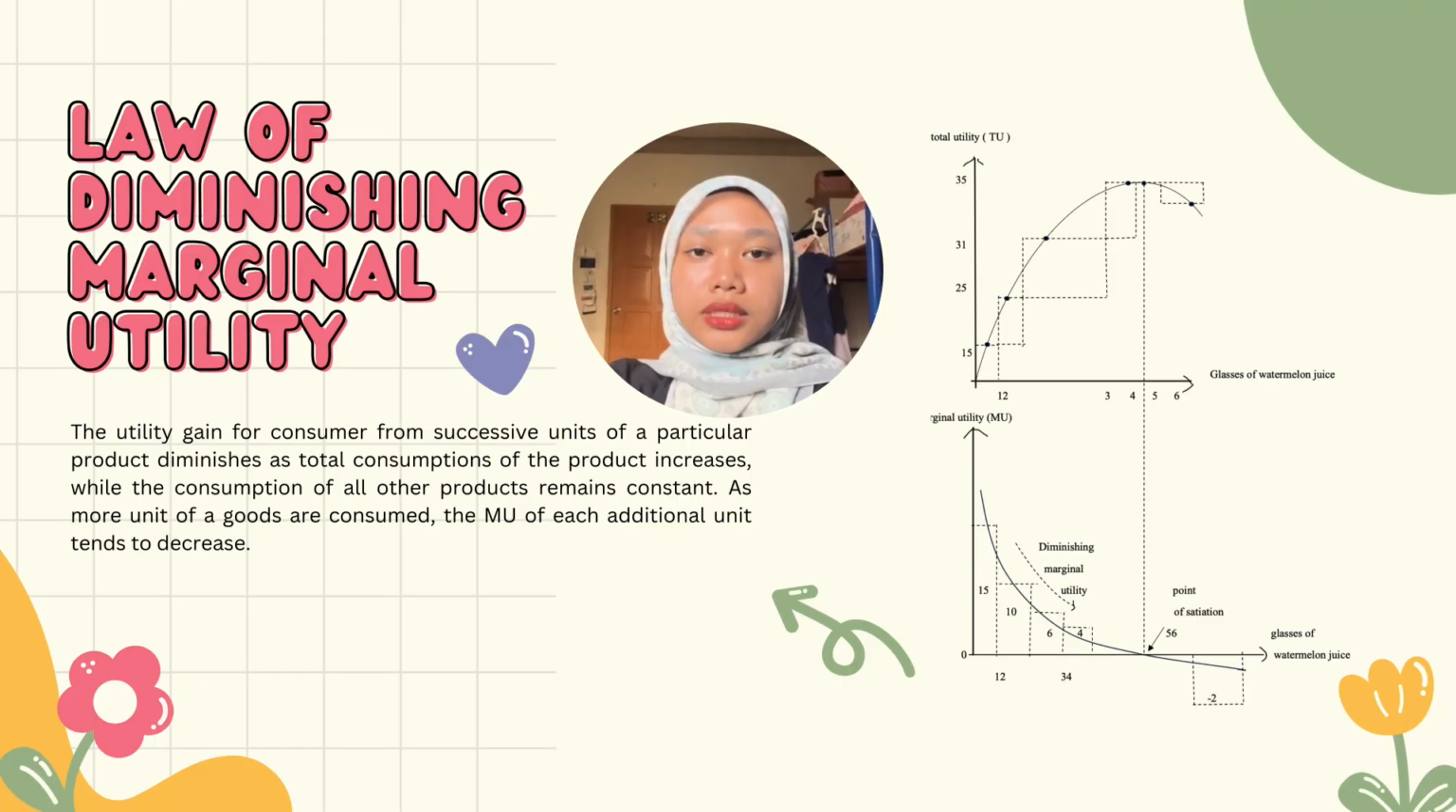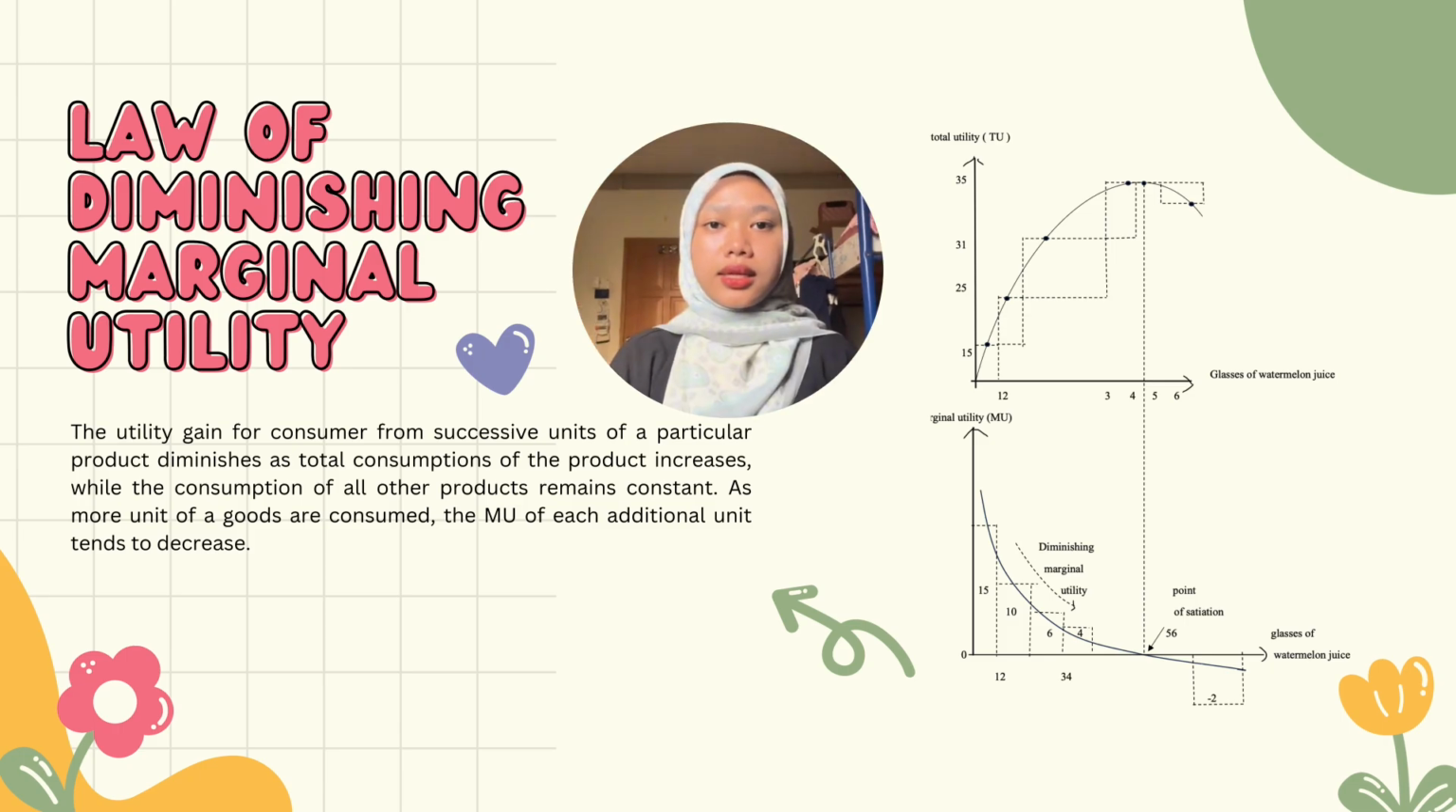The law of diminishing marginal utility means that the utility a consumer gets from successive units of a particular product diminishes as total consumption of the product increases, while the consumption of other products remains constant. As more units are consumed, the MU of each additional unit tends to decrease. Here is the graph that shows the total utility and marginal utility of the law of diminishing.